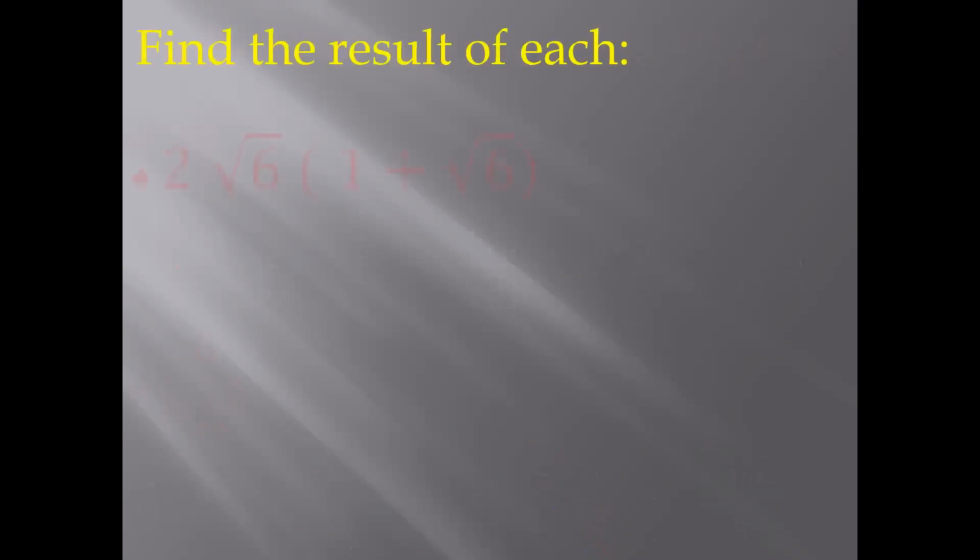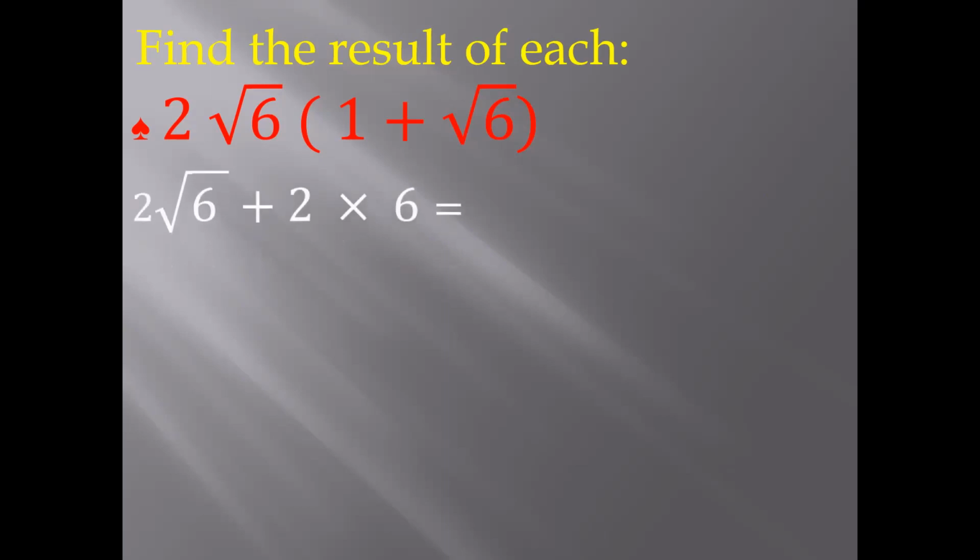Find the result of each of the following. 2 root 6 multiplied by 1 plus root 6. Here I must multiply 2 root 6 by 1, then plus, and multiply 2 root 6 times root 6. The answer will be 2 root 6 times 1 equal to 2 root 6, plus 2 root 6 times root 6 equal 2 times 6 equal 12. So the answer will be 2 root 6 plus 12.